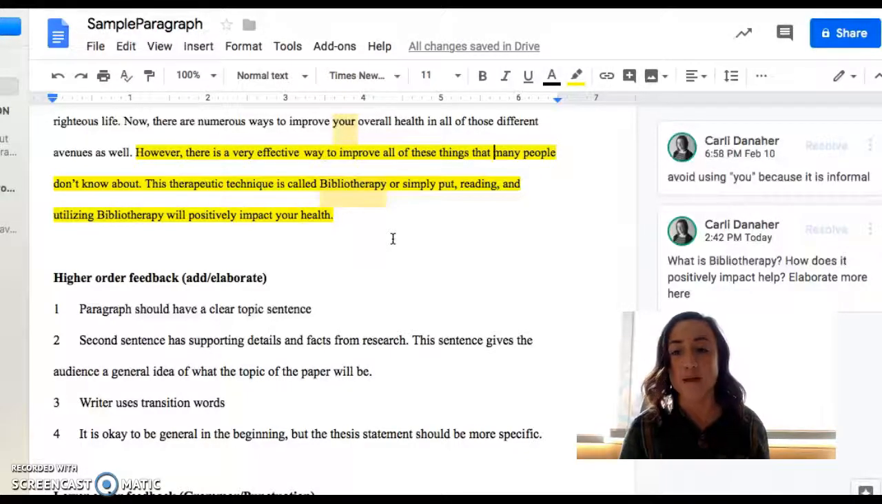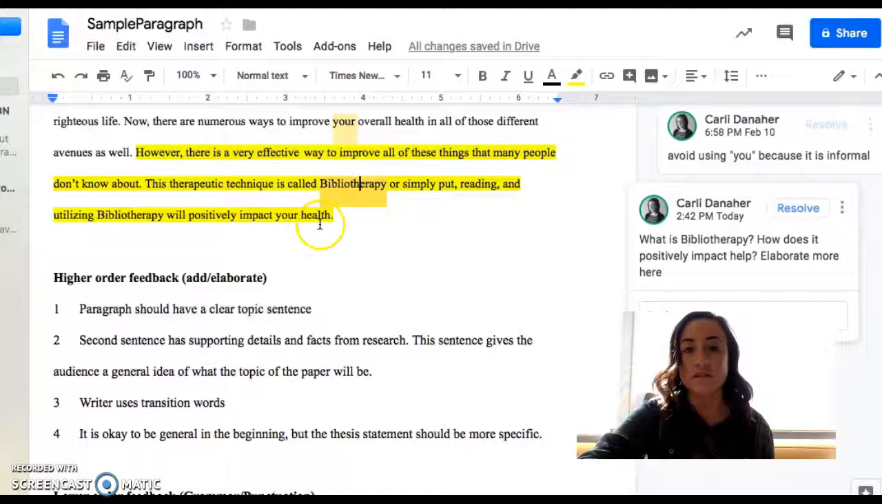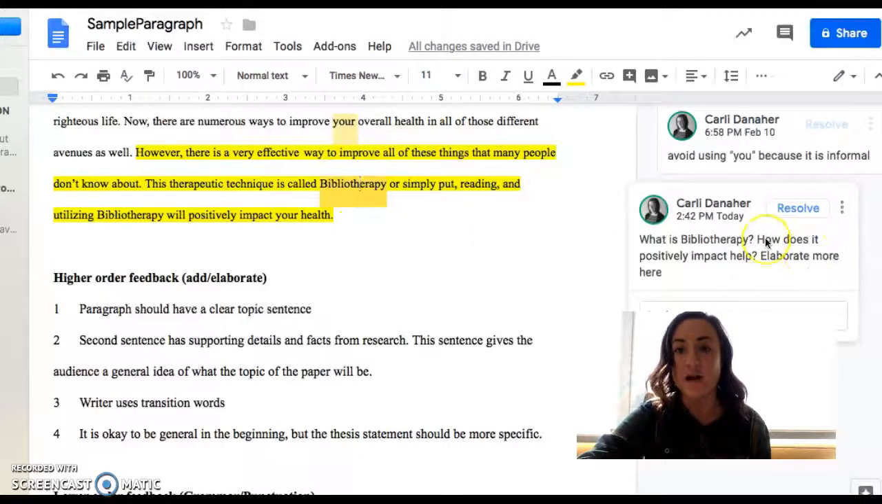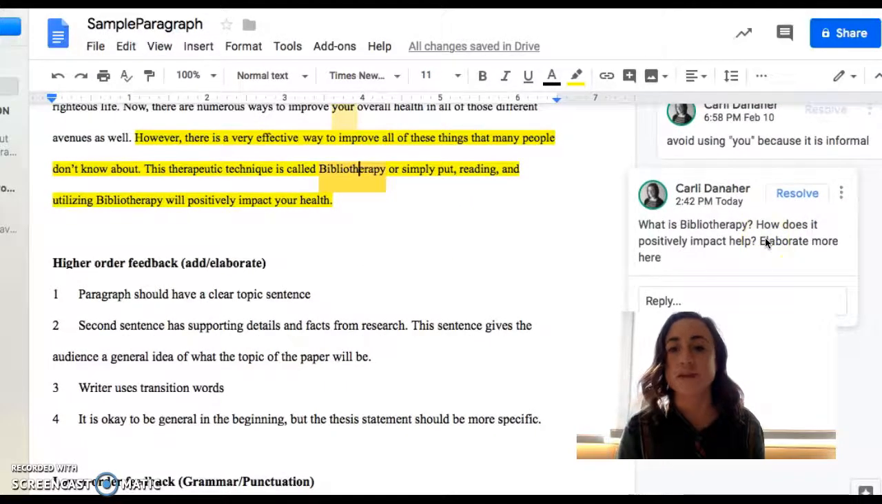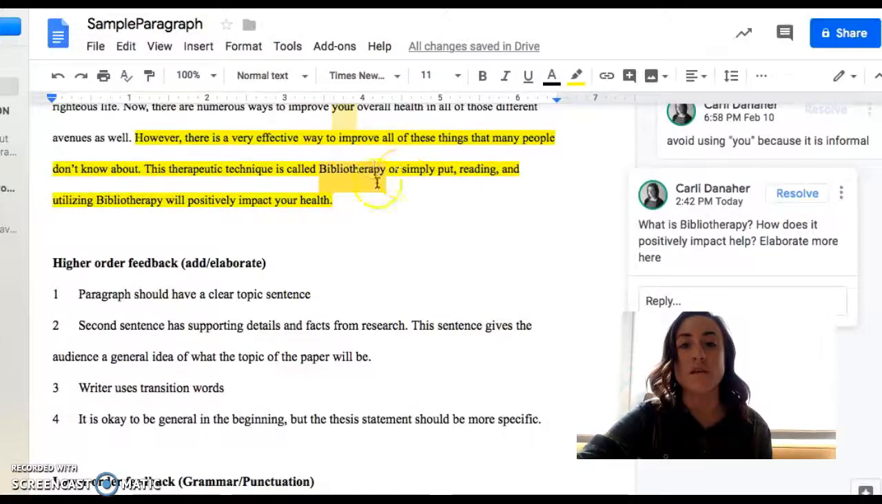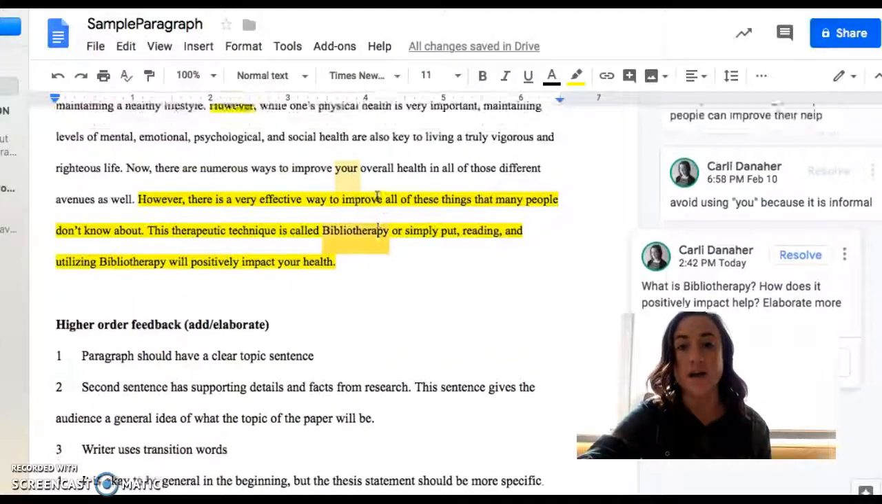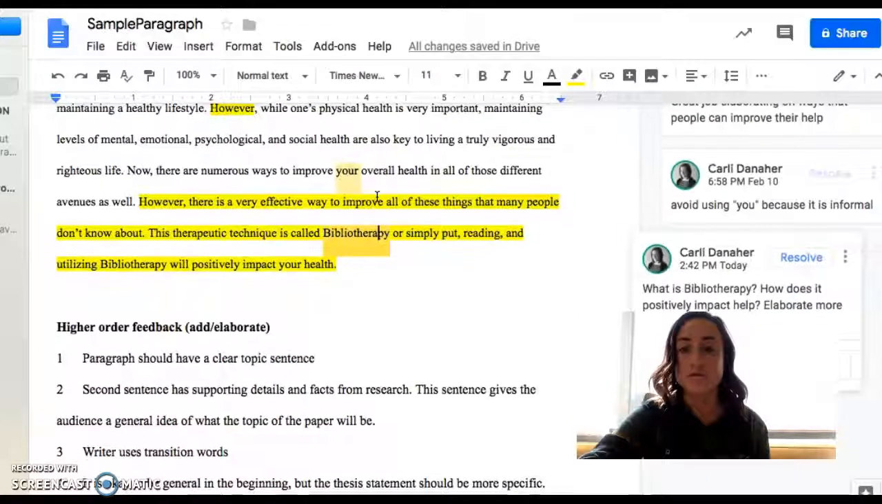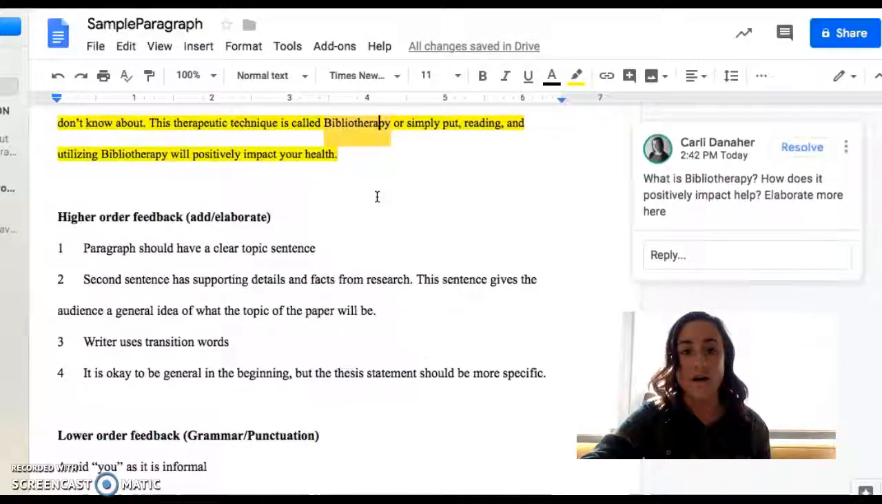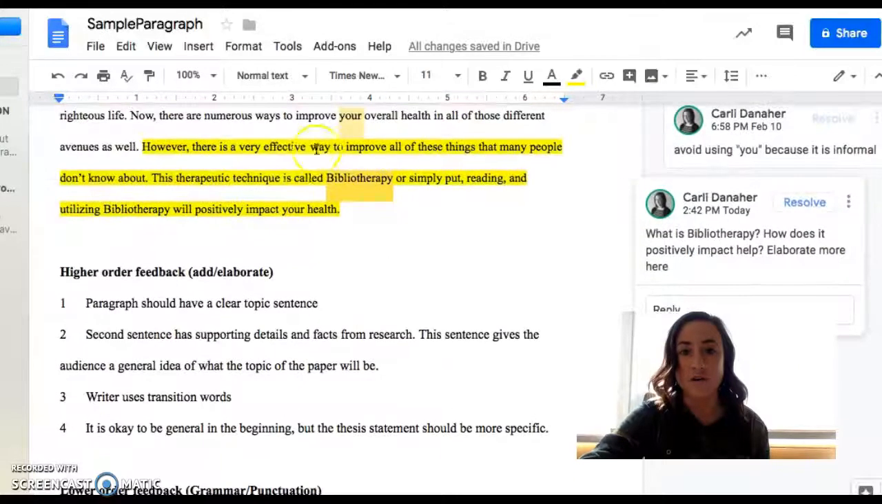So this is the first time that the writer brings up bibliotherapy, and I'm not really sure what bibliotherapy is. So I highlighted the writer's thesis statement and I left a comment. What is bibliotherapy? How does it positively impact health? And I would just like for the writer to elaborate more right here. So this is a place where the writer can add and elaborate. That's an example of higher order feedback.